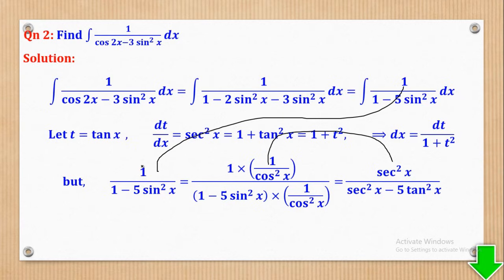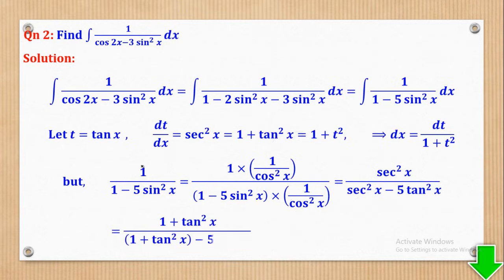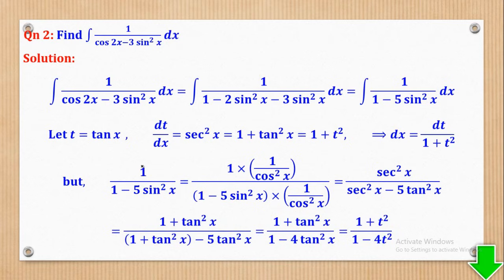So this gives you sec squared x, and this with this gives you that. So next, remember that sec squared x is equal to 1 plus tan squared x. So this gives you that, and this gives you this. Then simplifying and expressing in terms of tan will give you this.